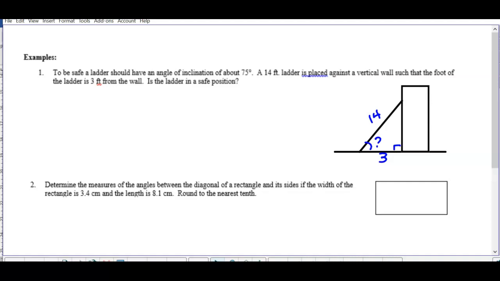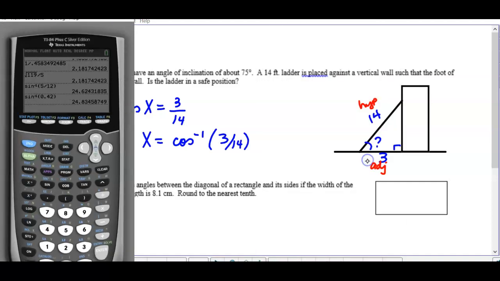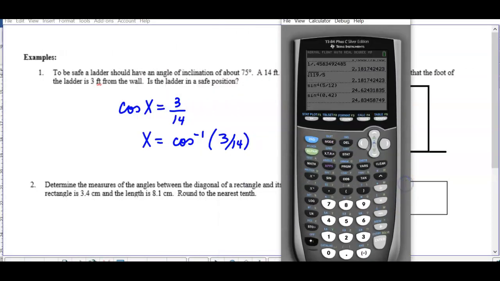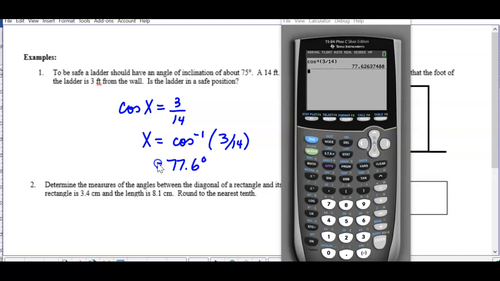So we are given here, this is the hypotenuse, and this is adjacent. So A over H is cosine. So cosine, I'll call it X, equals 3 over 14. So X equals inverse cos of 3 over 14. So calculator out, and we are going to go second cos 3 divided by 14, and that is 77.6 degrees.